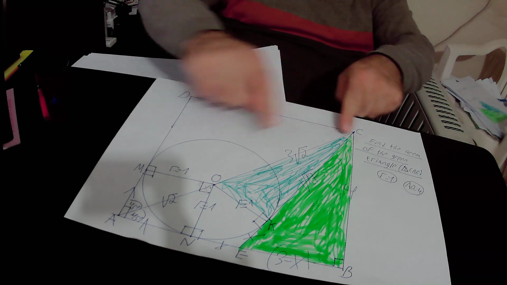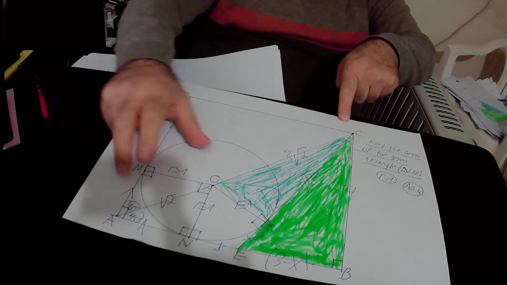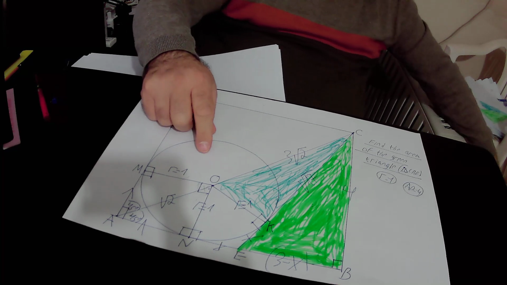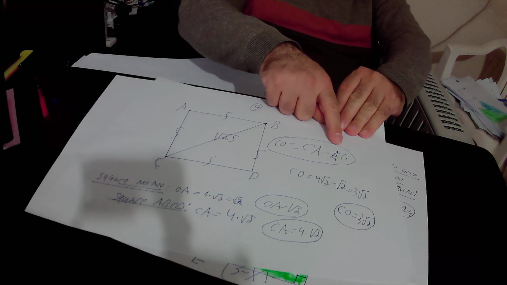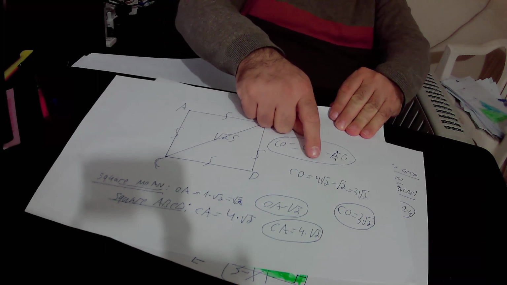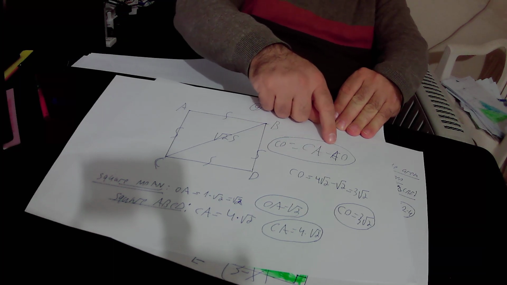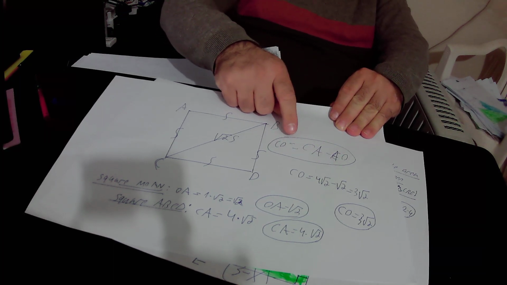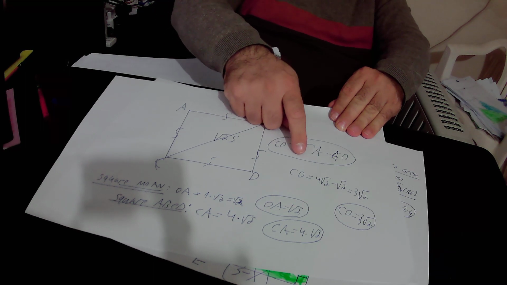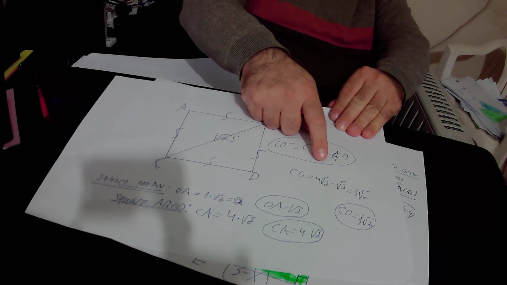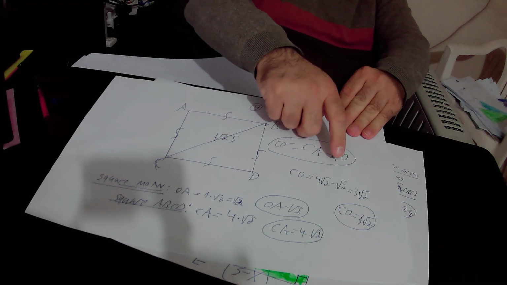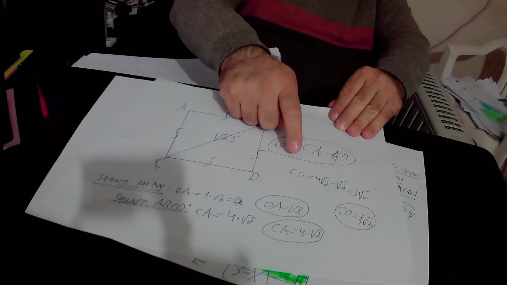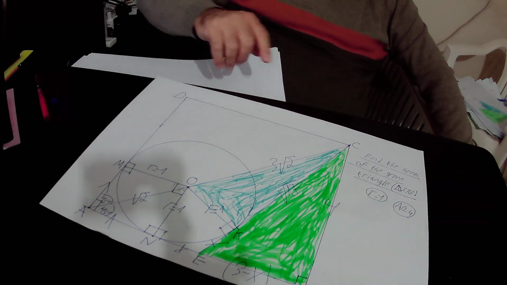CO equals CA minus OA. That is to say, CO equals CA minus OA, but we know that CA equals 4 times square root of 2, and OA equals square root of 2. In conclusion, we found out that CO equals 4 times square root of 2 units minus square root of 2 units. That is to say, CO equals 3 times square root of 2 units.